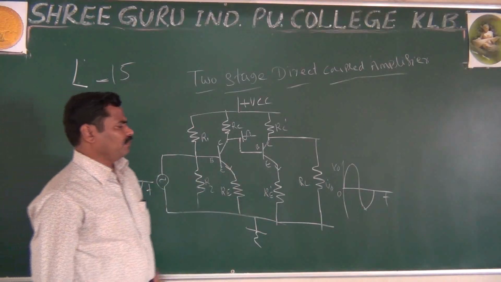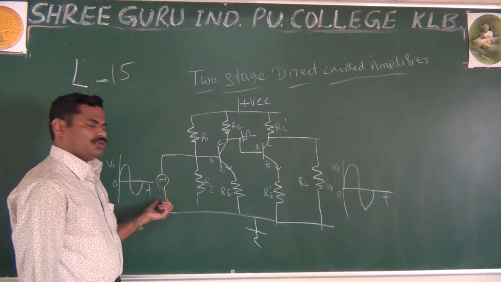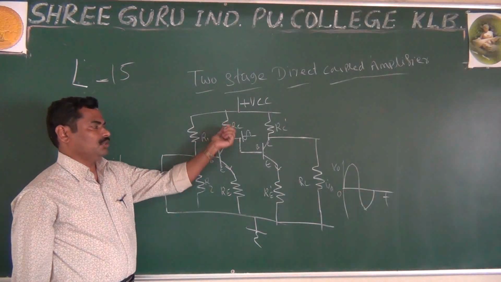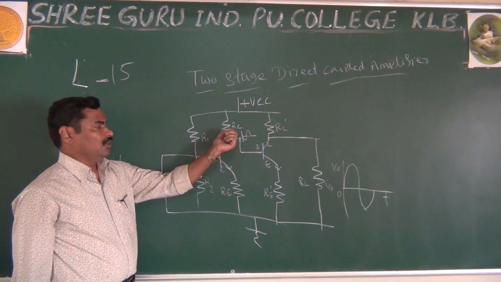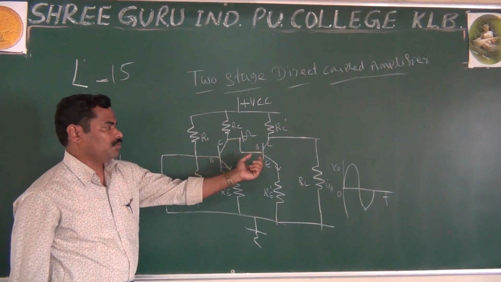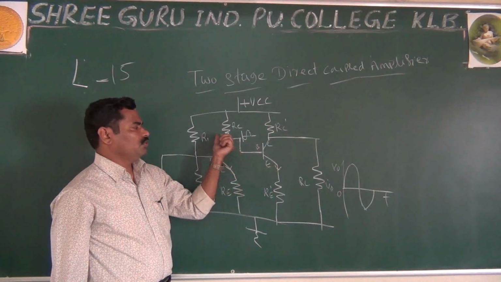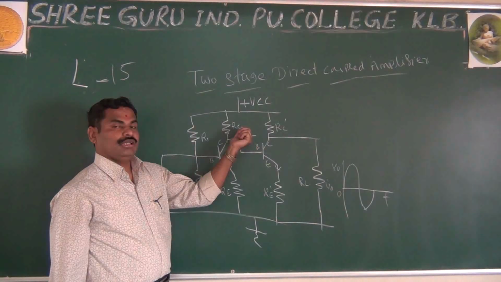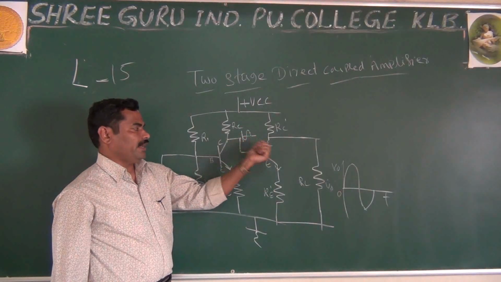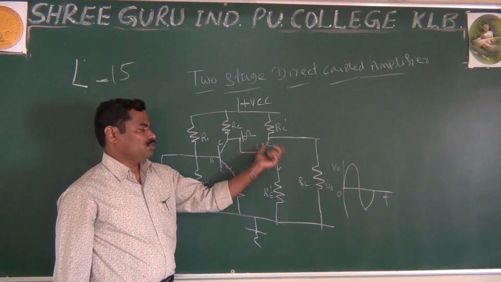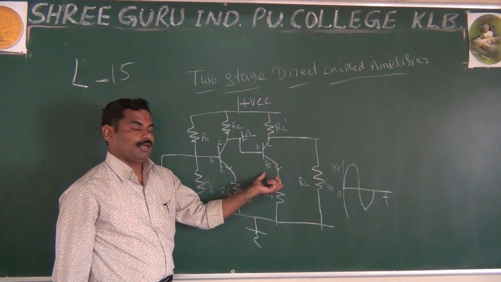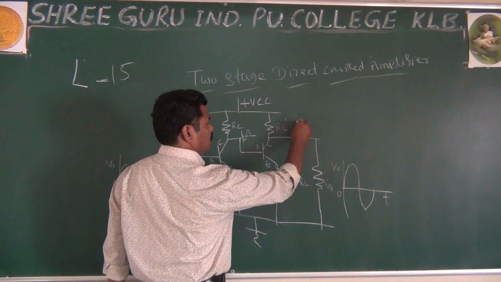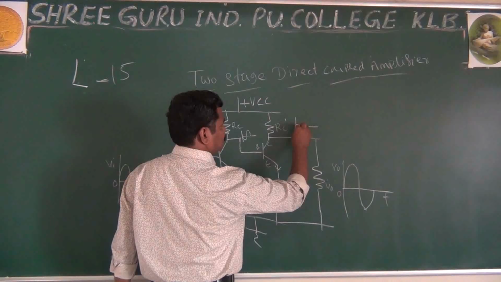And as I said, if you apply the input to the first stage, that input will be amplified and the amplified output will come across the RC, and this output acts as the input for the second stage. And as we know, because of the property of the CE amplifier, the input and output are 180 degrees out of phase. This output acts as the input of the next stage, and it is once again amplified further, and the amplified output comes across the collector of the second stage, that is in phase.